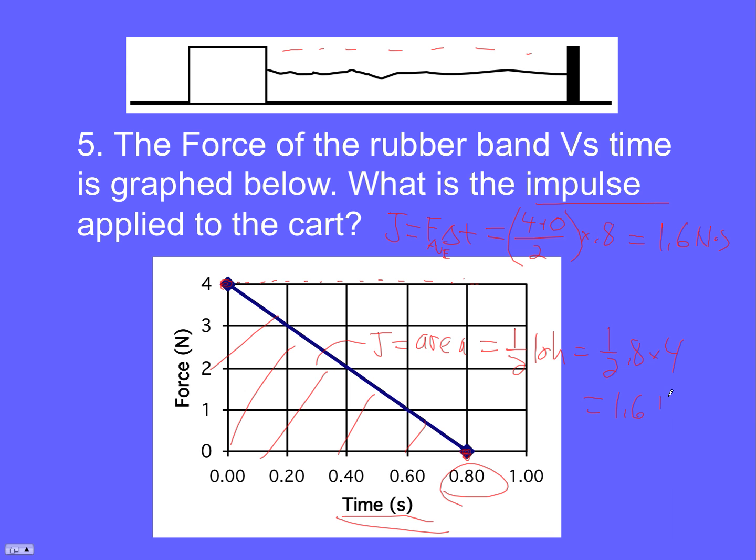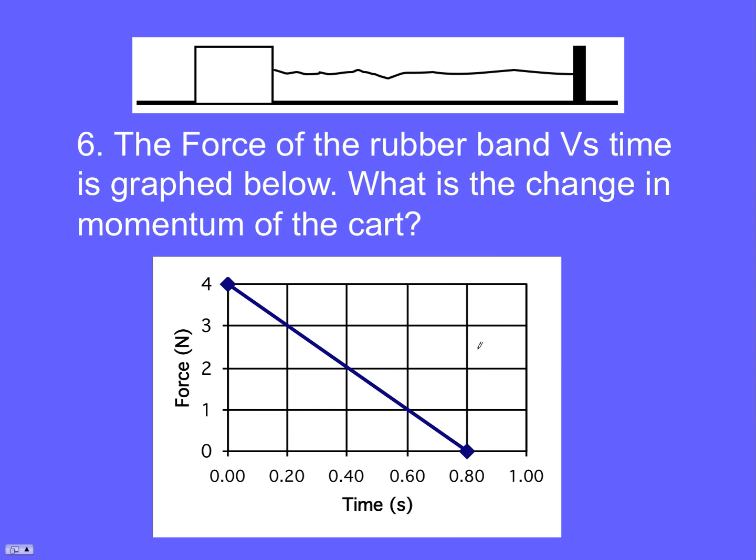So which is the better way to do it? This is fine if the line is straight. But if it's curved, this is only approximate. Area is always going to work, so you want to know that, and that's the way I recommend doing it.